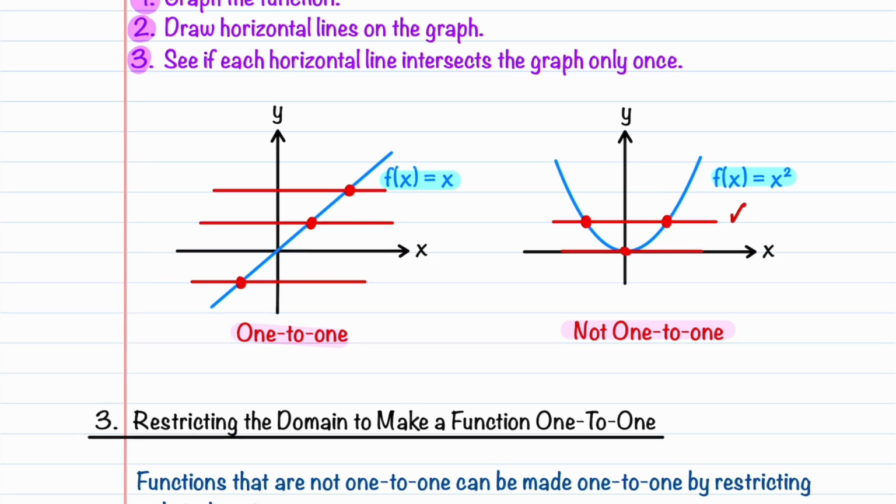Sometimes, notice with a graph, you have to draw more than one horizontal line. Notice in this problem that our first line intersected the graph only once, but our second line that we drew intersected it twice. So just be aware that you have to sometimes draw more than one horizontal line to determine if the function is one-to-one or not.